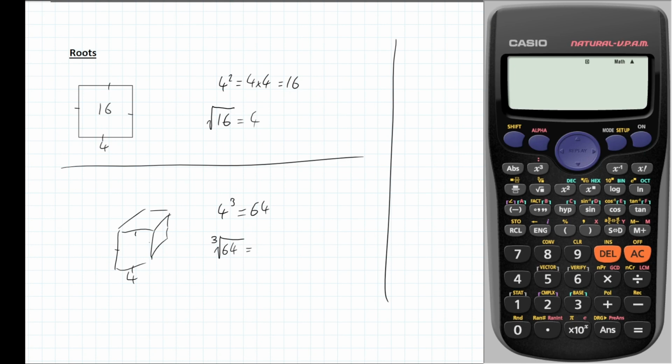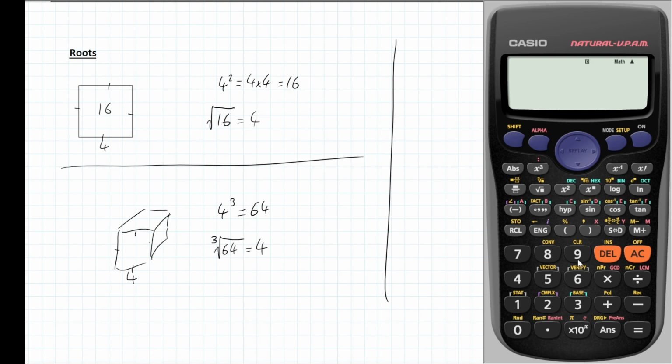And again, on a calculator, we can do the cubed root. You might notice it's written above the square root in yellow here. So we're going to press Shift, and then that one to get the cubed root. We can do the cubed root of 64 to get back to 4 again. So if we square something and want to undo it, we could square root. If we cube something and want to undo it, we can cubed root.